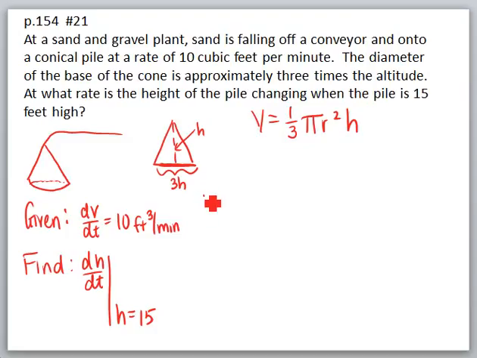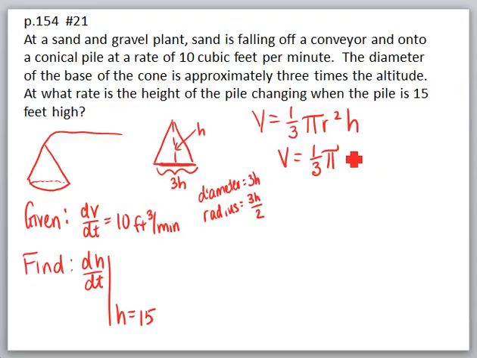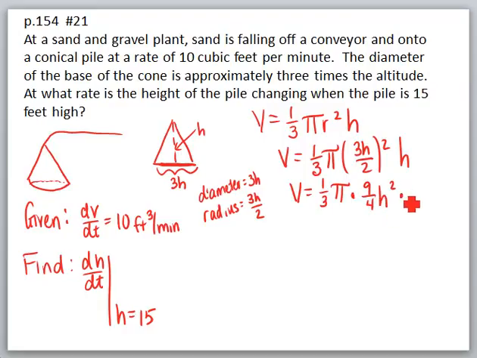I know that the diameter is 3h. So that means that my radius is going to be half that size. So my radius happens to be 3h over 2. Let's go ahead and start simplifying this and replacing my r with 3h over 2 squared. So that means that my volume is actually 1/3 pi times 9/4 h squared times h.